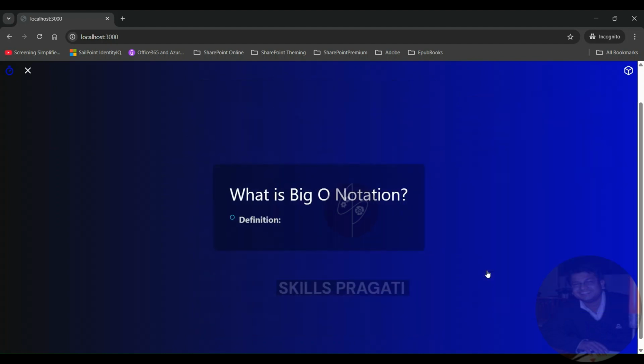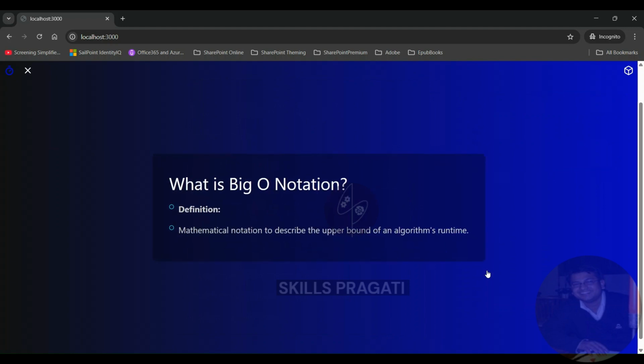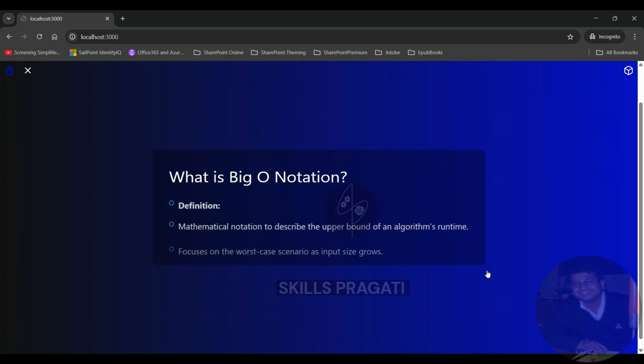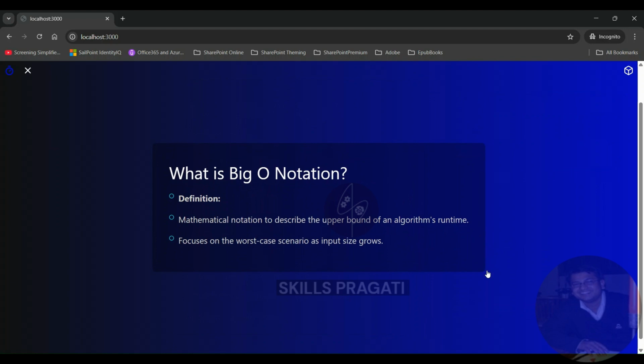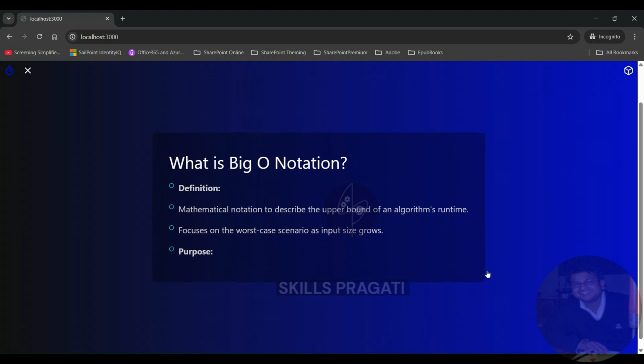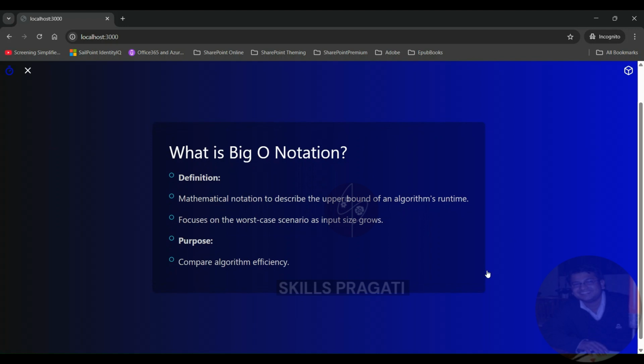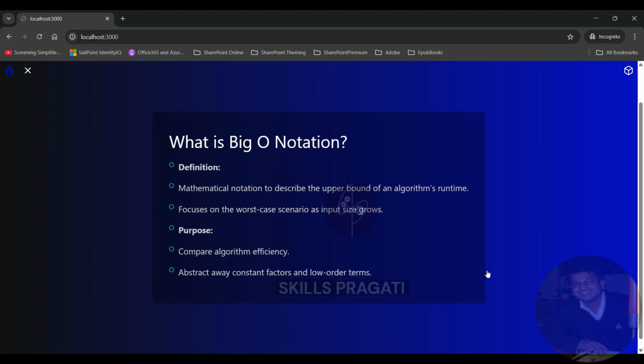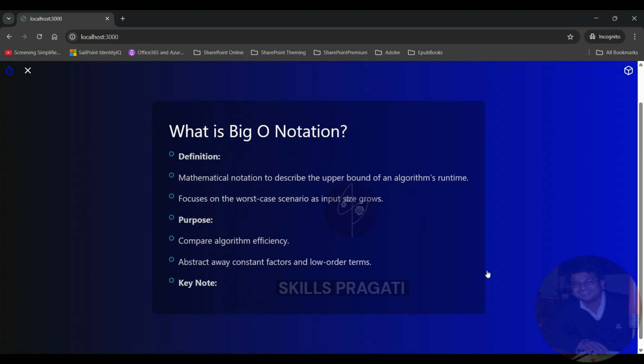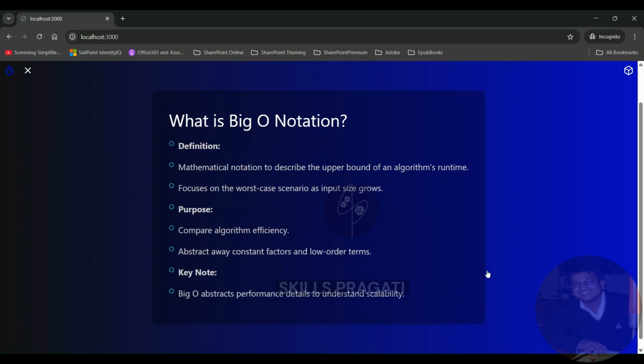As I already covered in our earlier sessions, Big O notation is a mathematical way to describe the upper bound of an algorithm's runtime. It focuses on the worst-case scenario as the input size grows. To recap, it abstracts away constant factors and lower-order terms, enabling us to compare algorithm efficiency and understand scalability without getting lost in the details.